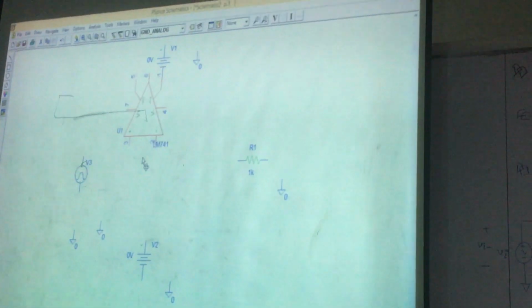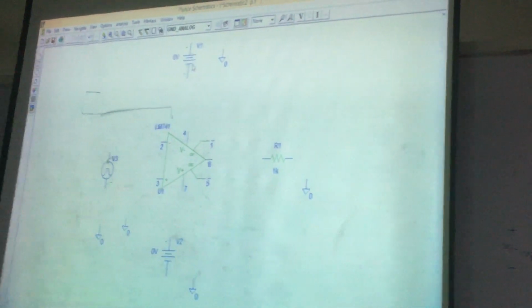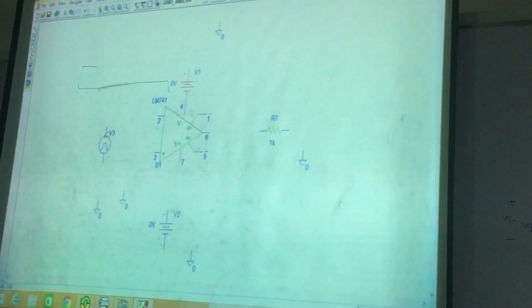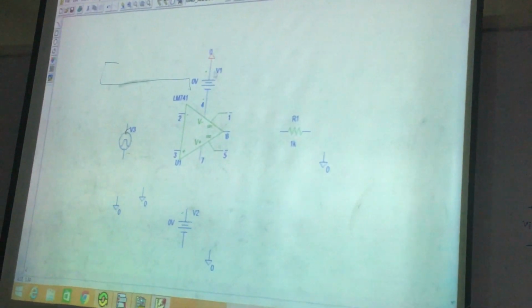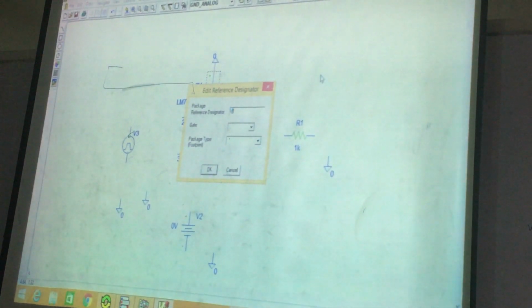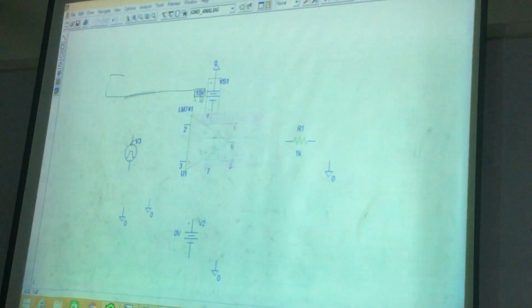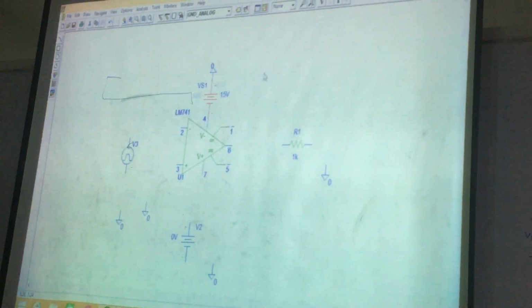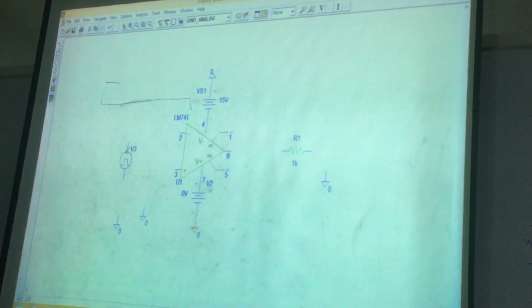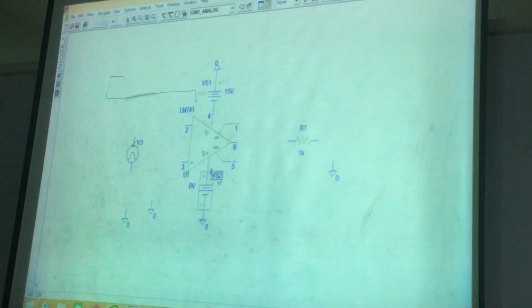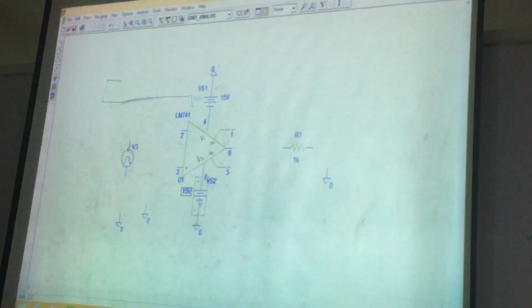Now let's rotate it twice and flip it once to fix it. Next, negative power supply. Attach the ground, change the name to VS1, 15 volts, flip it, then attach the positive power supply, the ground, name goes like VS2, 15 volts, and flip it.